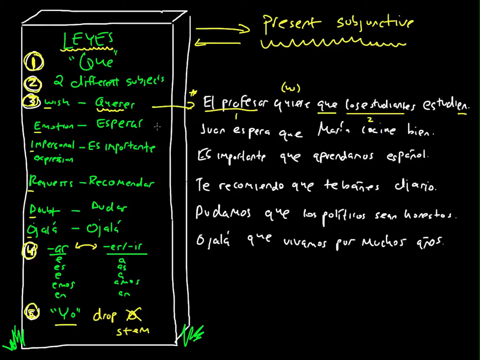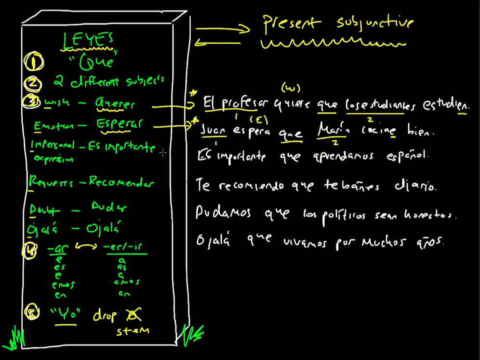Okay? Let's look at a second sentence. And the verb is esperar. Okay, that expresses emotion. So Juan espera que María cocine bien. Juan hopes that María cooks well. So we have our que, we have our first subject, Juan, we have our second subject, María, we have our expression, which is emotion, espera, and now if we look at our verb cocinar, it ends in an E and not an A, okay? So once again, we have a good sentence using the present subjunctive. Juan espera que María cocine bien.